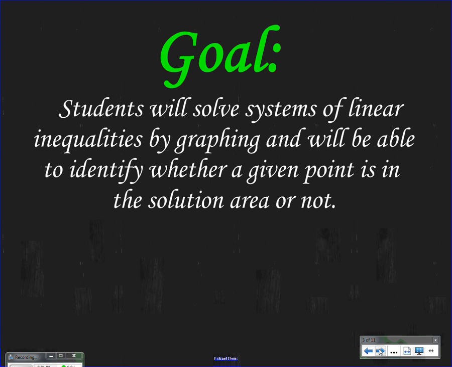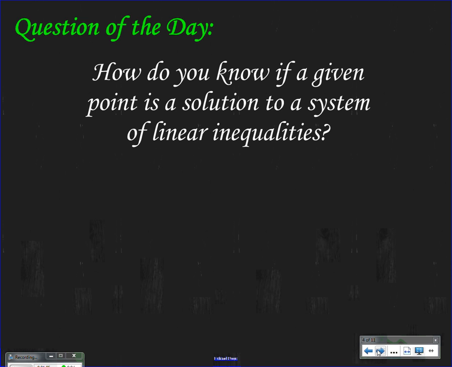Okay, so let's go to our QOD today. How do we know if a given point is the solution to the system of linear inequalities? That is your QOD. How do we know if it's a solution or not? And usually we have to look at it graphically. Although if they're giving me a point, I can plug it in and find out algebraically if it's a solution or not. But we want to talk really graphically. How do we know if it's a solution or not?